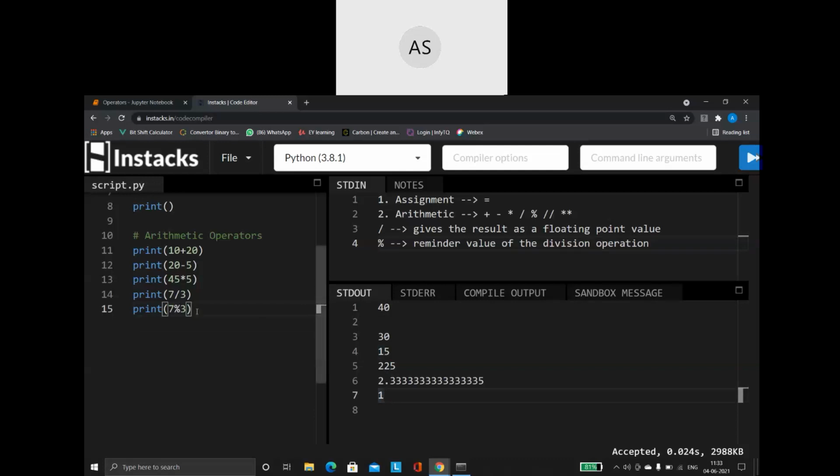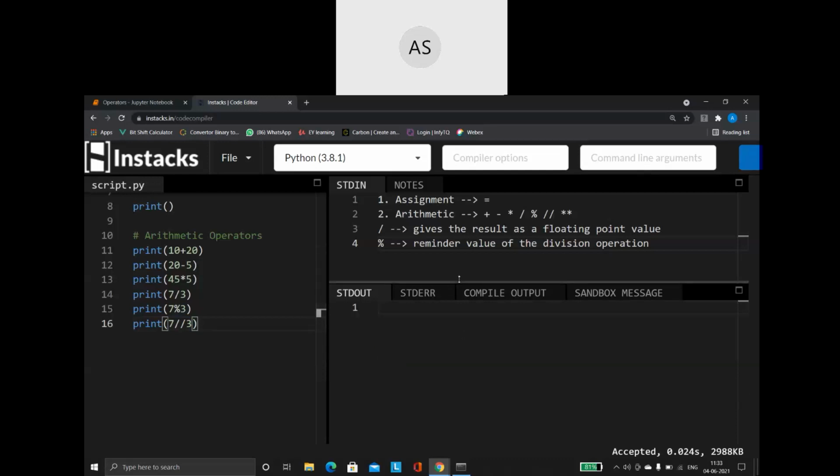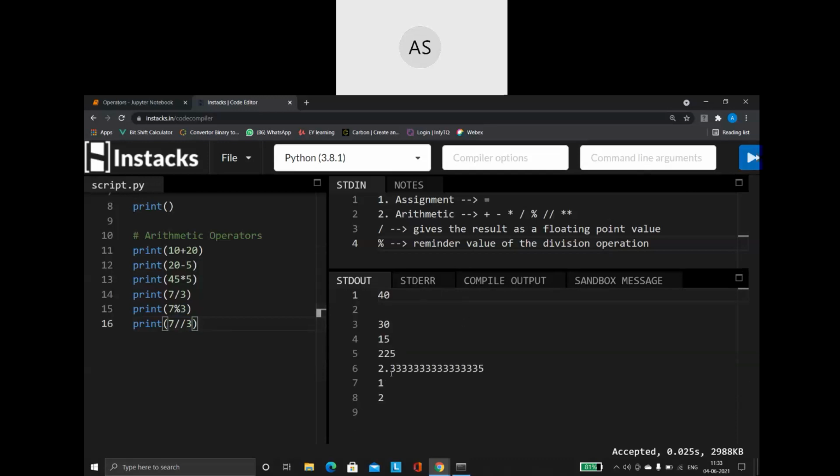Right. Now, what is the floor division going to be doing? See here, I am doing floor division of the same thing. The same numbers I used for the division operator, I am using for the floor division. So when I run this, see what it gives me. Here the result was 2.3333 something, and then it was rounded off at the end. But here see the result is only 2.